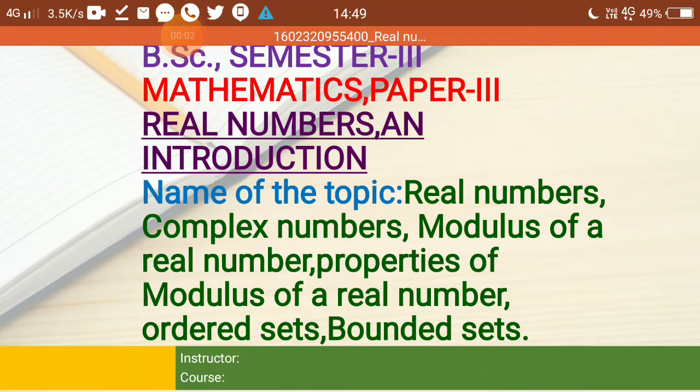In this lesson, we are going to learn about real numbers, complex numbers, modulus of a real number, properties of modulus of a real number, ordered set, and bounded sets.